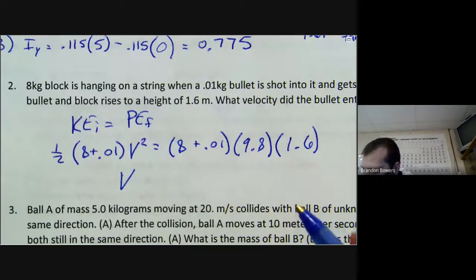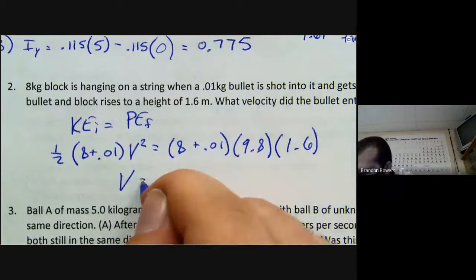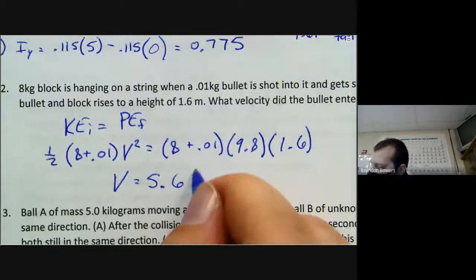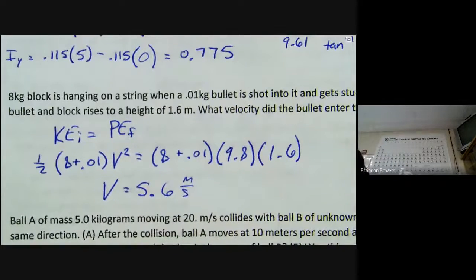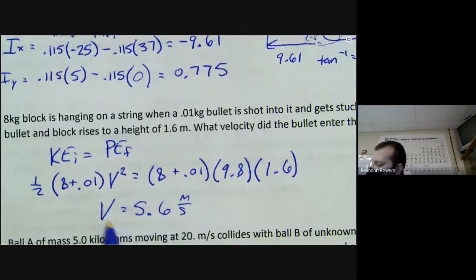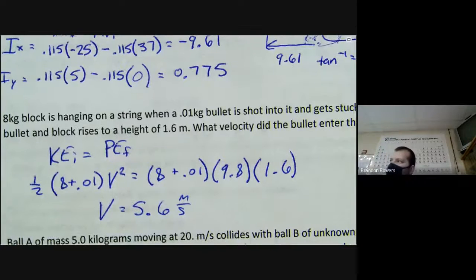Like 5.6. Okay, so we got it. Did about your math right. High five. 5.6. Now this was the velocity when it hit. So this is the velocity the block has, but now what we have to do from this is find what velocity the bullet had.